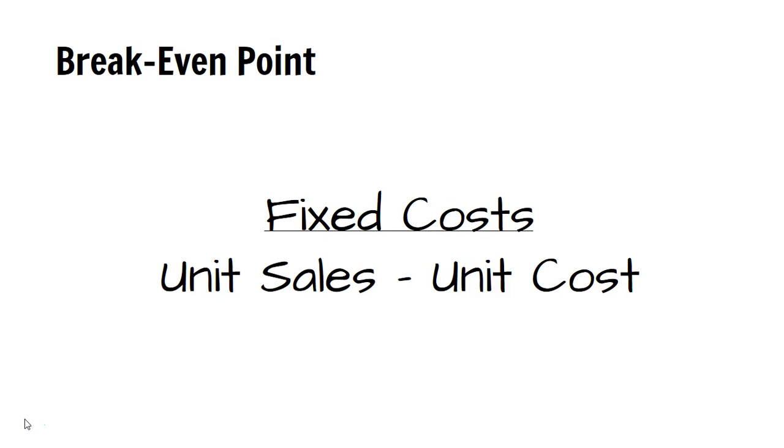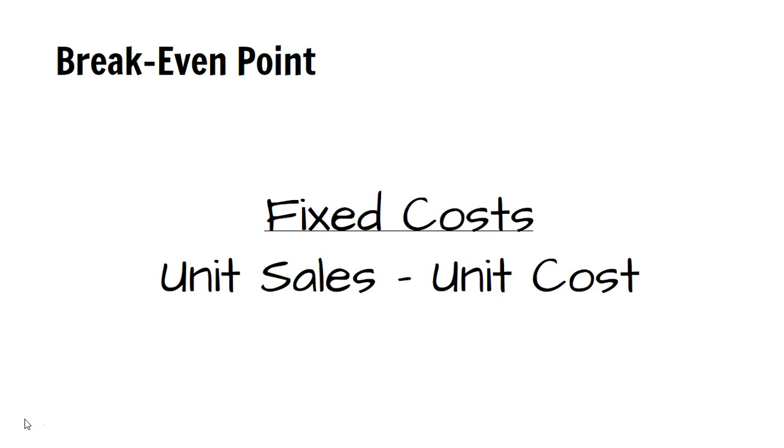Just think about if you rent an office: your landlord isn't going to ask if you made X amount of sales this month. The rent payment will be due on the date he states. So you're going to have to pay it anyway, and you want to make sure you have enough gross profit to cover it. So basically, it's fixed cost divided by your unit sales price minus your unit cost.